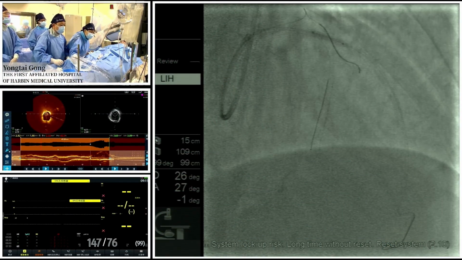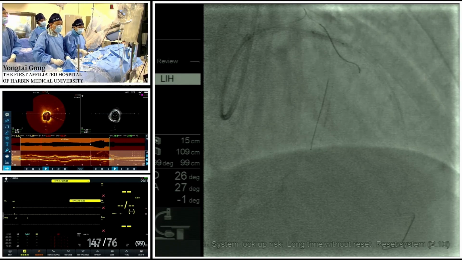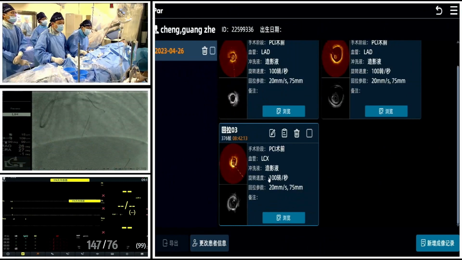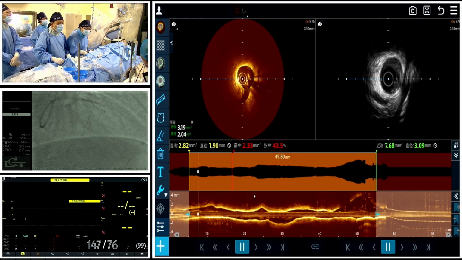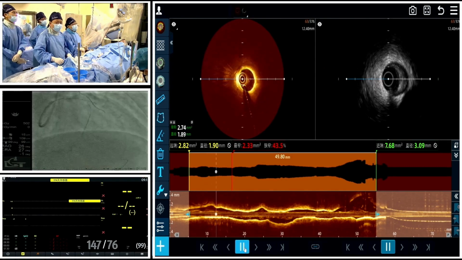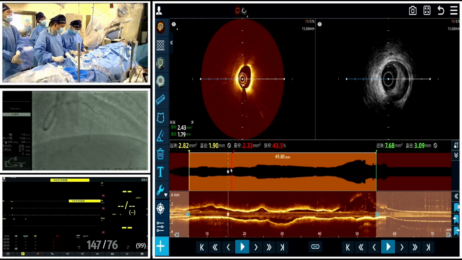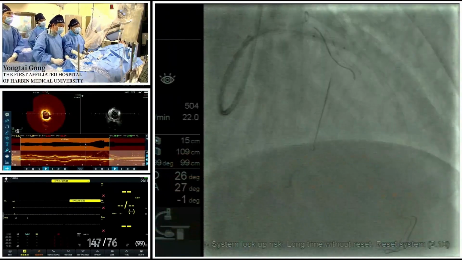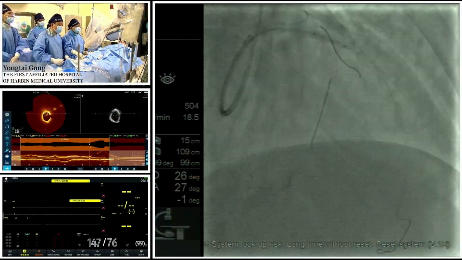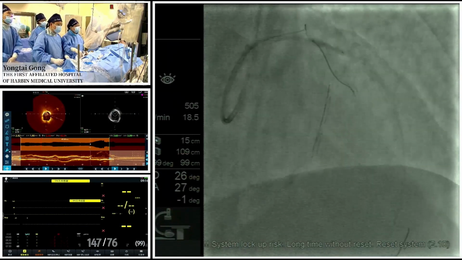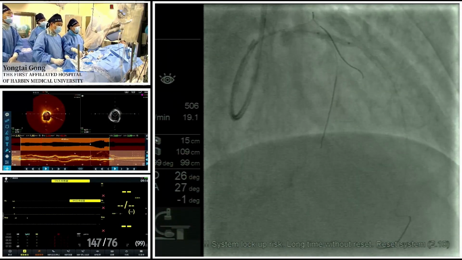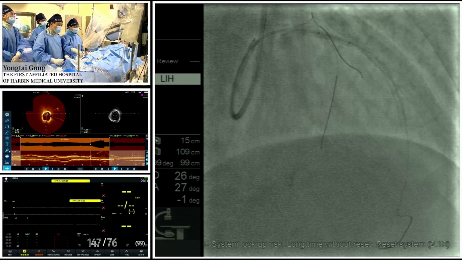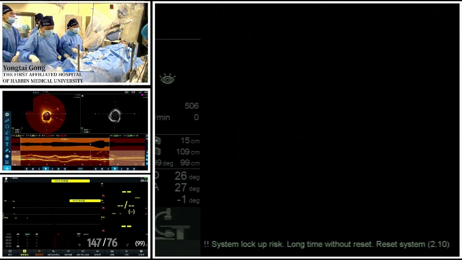As we see, the FFR for LCX is 0.95. In summary, I think the jailed wire technique is a rational choice for the LCX protection. And as Professor Gong said, we will use the crossover technique to treat the LM-LAD lesion. According to the definition criteria proposed by Professor Chen Shaoliang in China, we know the lesion in the side branch is longer. This patient's LCX lesion is longer than 10 millimeters, but the stenosis diameter is less than 70%.